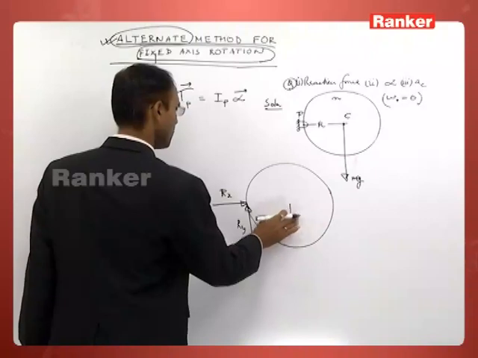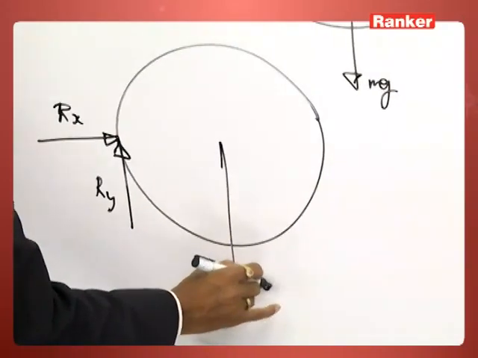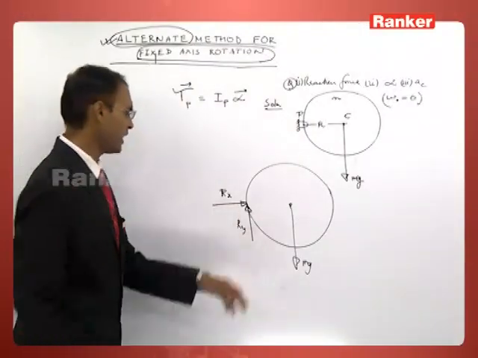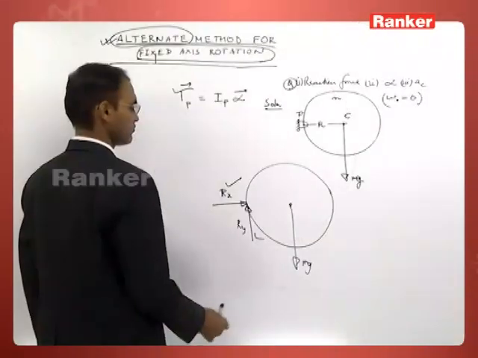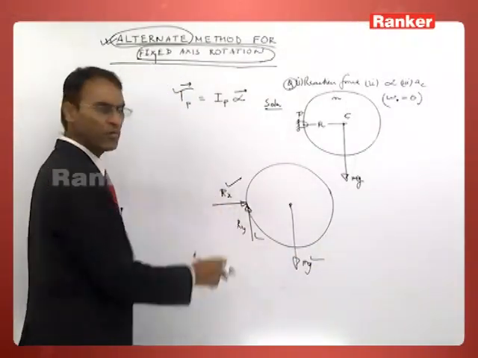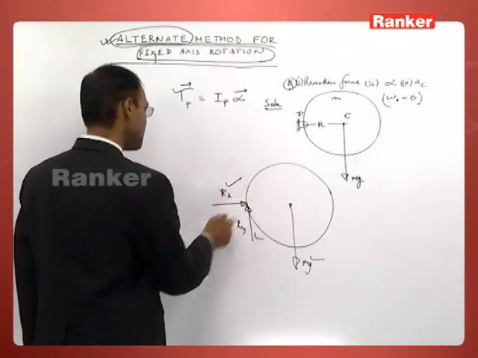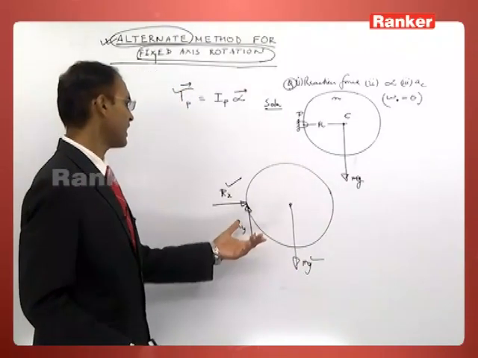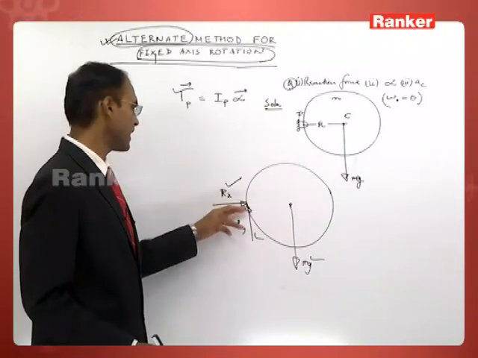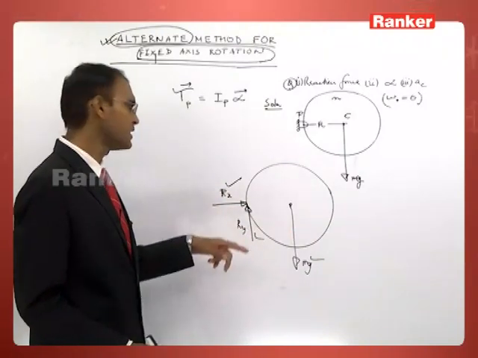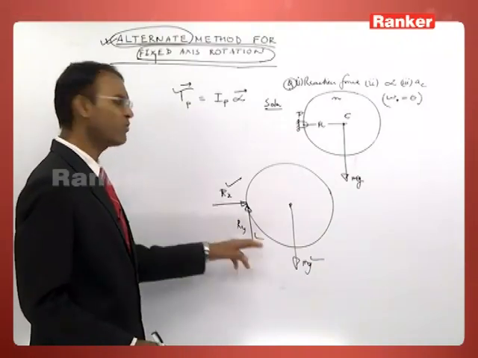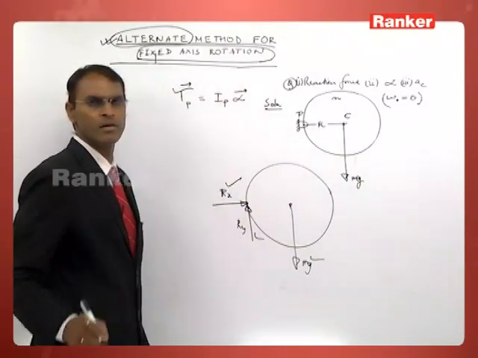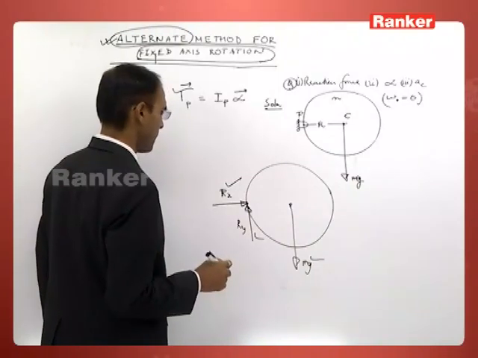This is the gravity, which acts at the center of mass. These three forces are acting. These are the component forces, components of the reaction force. If you consider the reaction force as one force, gravity is the second force. We can say that these two forces are acting, but we have taken the reaction force as components. In this way, we have three forces. Under the action of these three forces, the disk rotates.